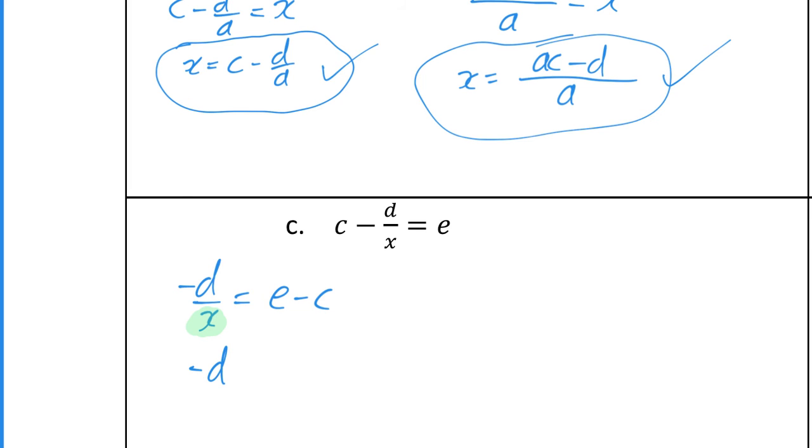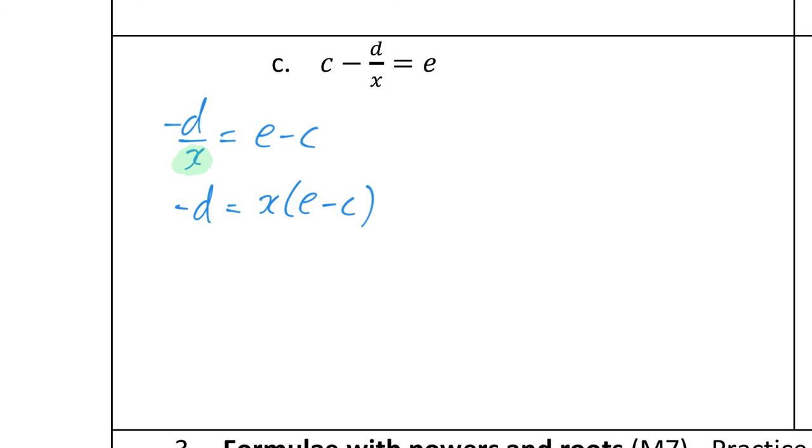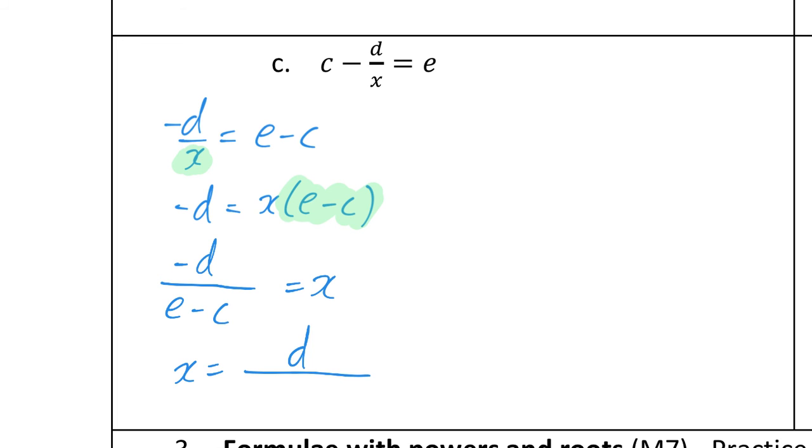At the minute, that x is dividing, so when it goes across, it multiplies. So you're going to have x times e minus c. Now this whole thing, e minus c, is multiplying the x, so when it goes across, it's going to divide. So minus d is being divided by e minus c, and that's equal to x. Then you can multiply everything on the top line by minus 1 to give you d, and everything on the bottom line by minus 1 to give you c minus e, and that is correct.